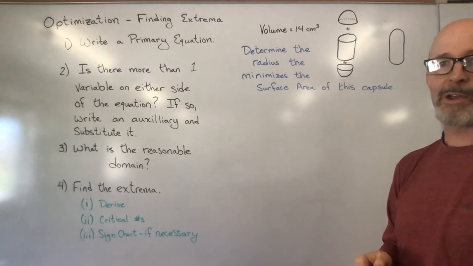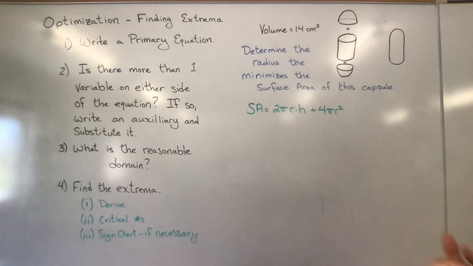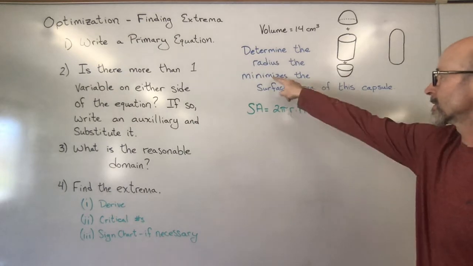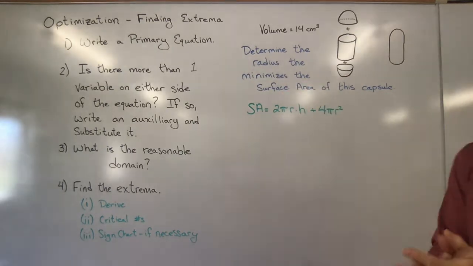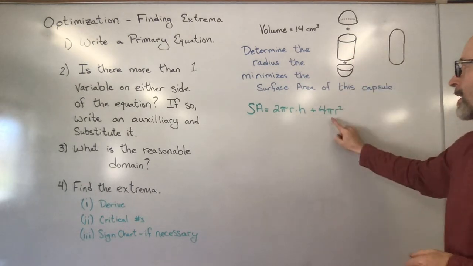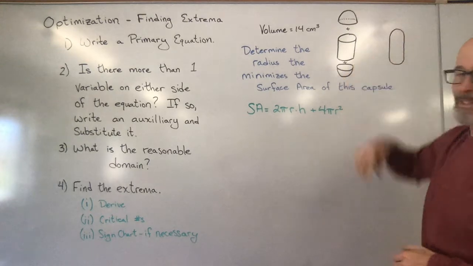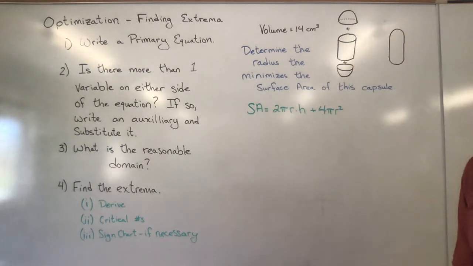What is our primary equation? What would we be trying to minimize? If you said we were trying to minimize the surface area, you are correct, because it says minimize the surface area. And if you didn't know this equation, it's the circumference times the height for the cylinder. And then two semicircles, we're just trying to get the outside. That's like the equivalent of the surface area of one whole circle.